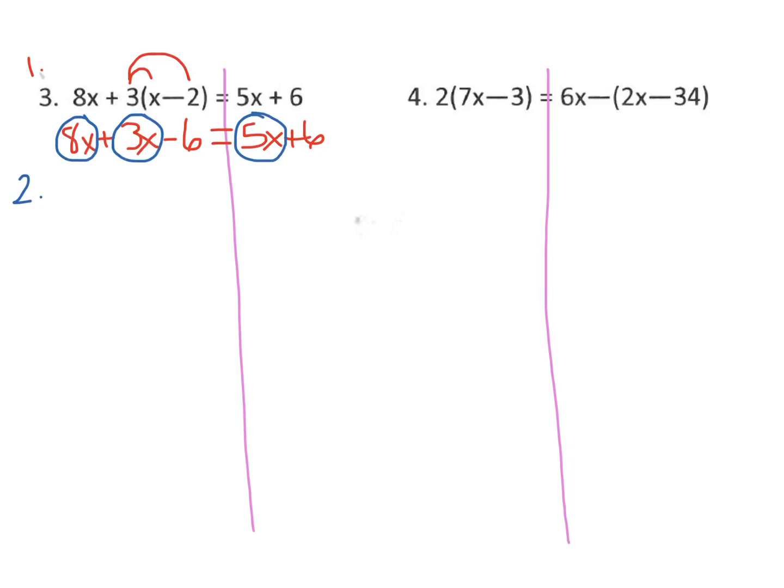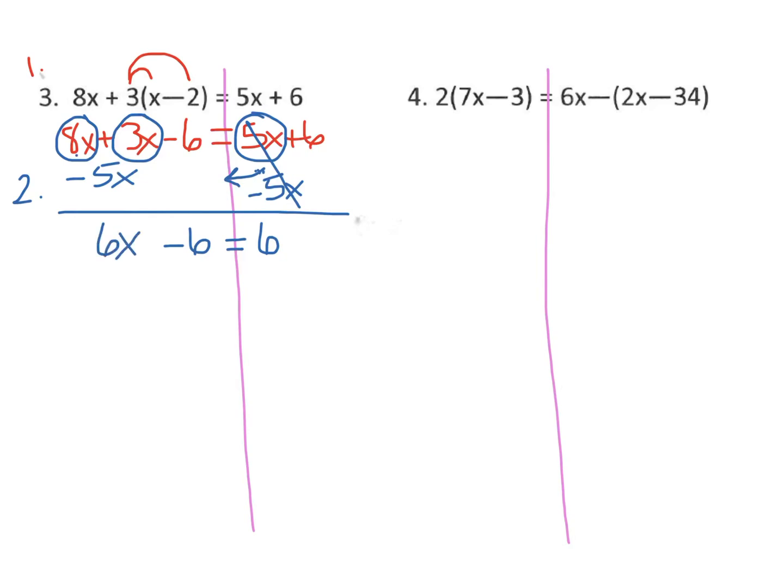The first thing I'm going to do is bring this 5x over to the left by subtracting it, all right? So minus 5x from both sides, this cancels out. And now that everything here is on the same side, okay, I have 8x plus 3x is 11x, and then subtract the 5x, and that gives me a 6x.